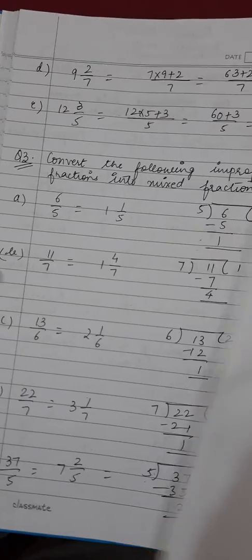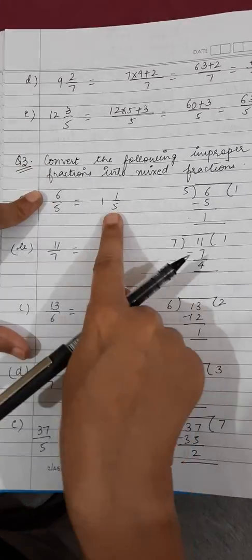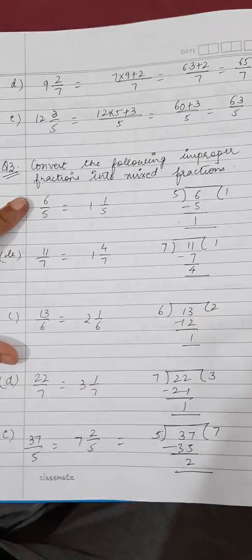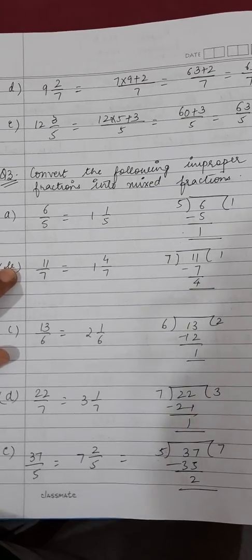That's how you are going to do question number 3. See the way I have done. I have written the mixed fraction here, and I have shown on this side how we have done the division. Next, 11 upon 7.